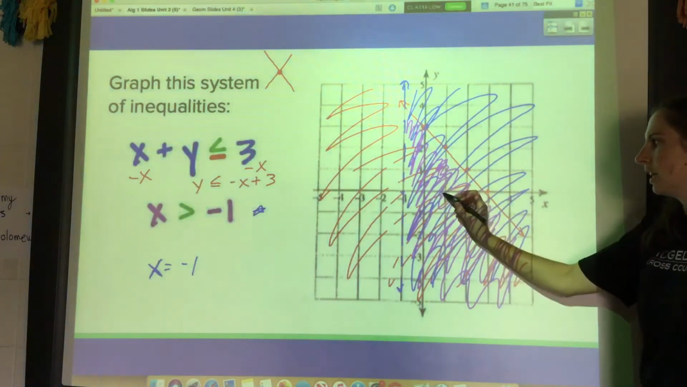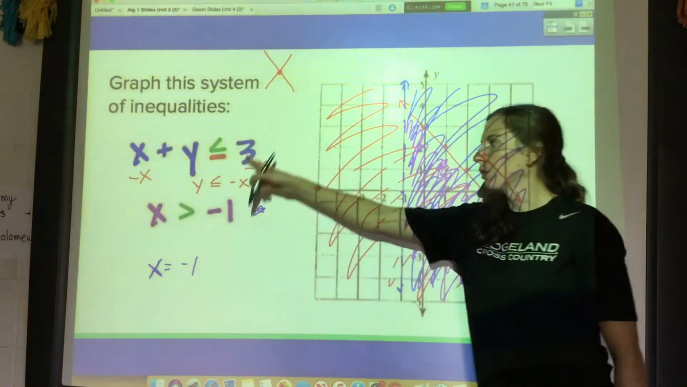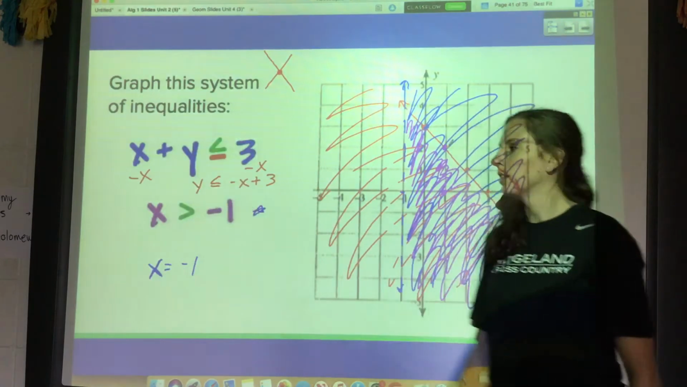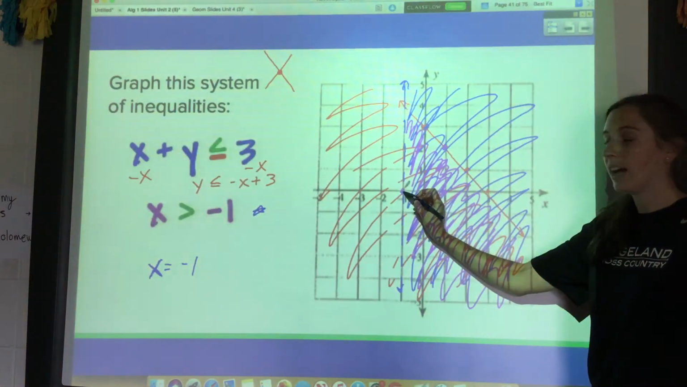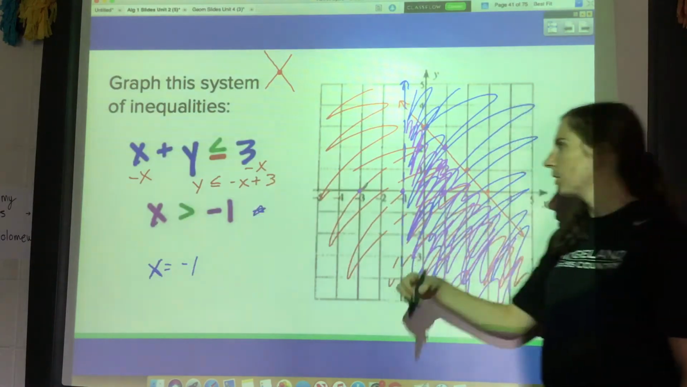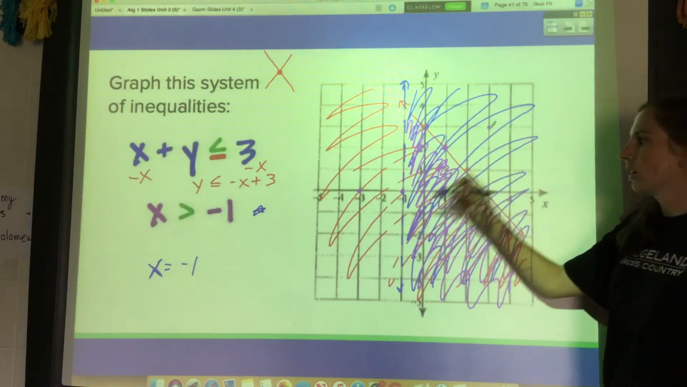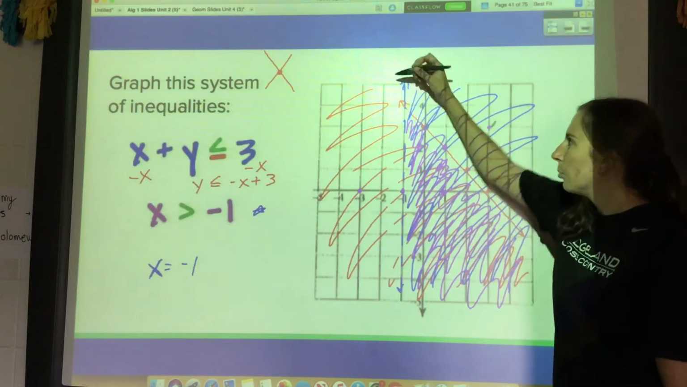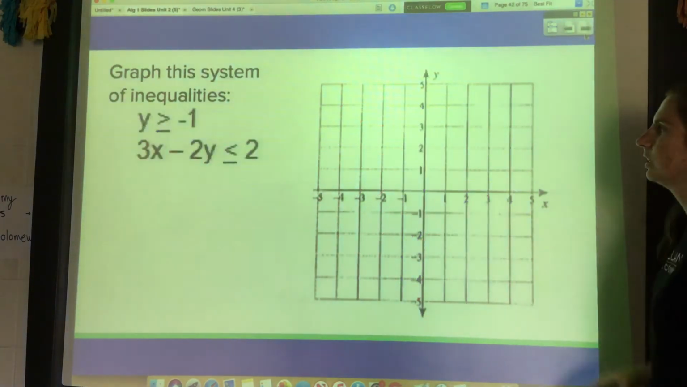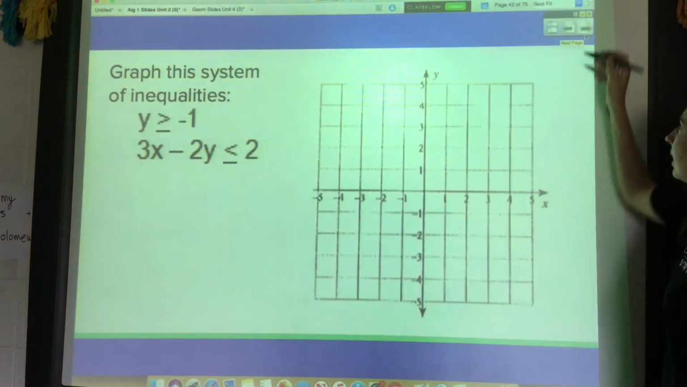So for example, that point would work for both of these. This point would work for both of these. This point would not. This point would only work for the first one, not the second one. This point would only work for the second, not the first. And a point over here would work for neither. Let's try another one. I think this is our last one.